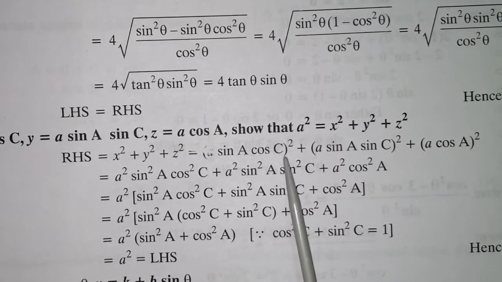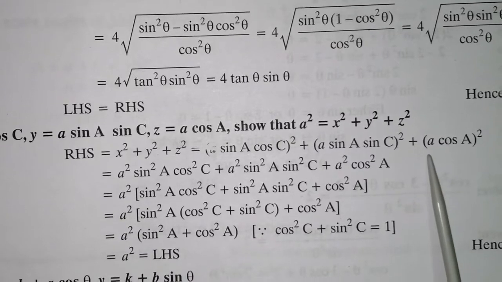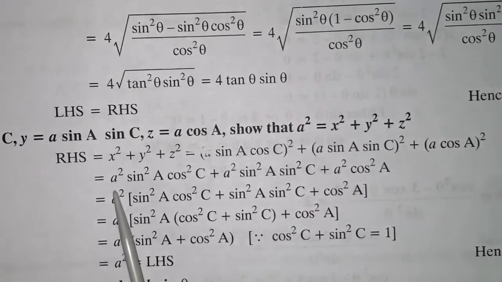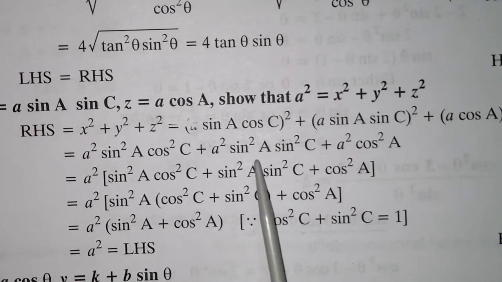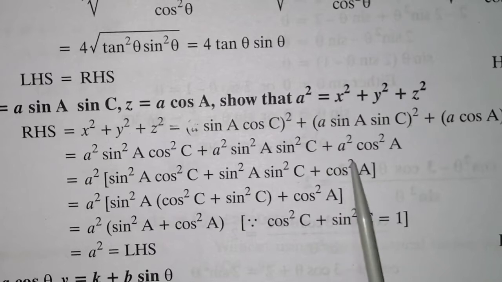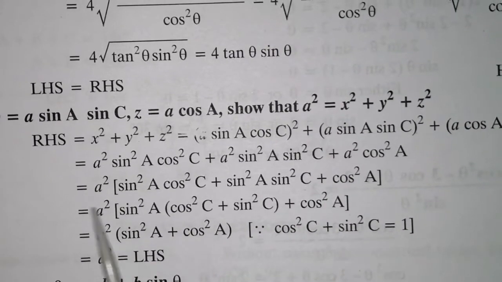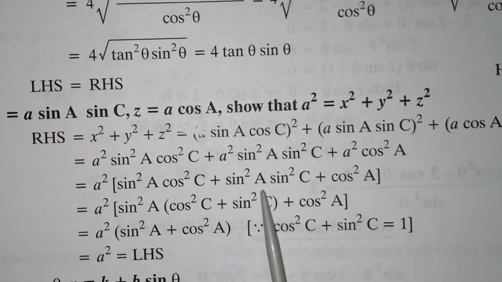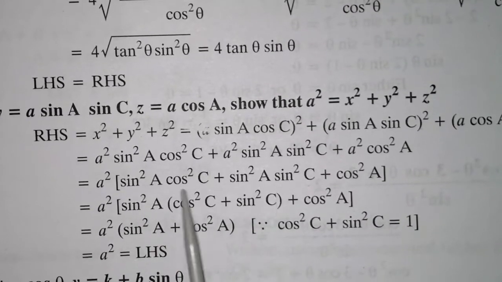(a sine a cos c) whole square plus (a sine a sine c) whole square plus square of (a cos a), right? So taking the squares, we get a square sine square a cos square c, a square sine square a sine square c, and a square cos square a. I have taken a square common from all, right? So we are getting sine square a cos square c plus sine square a sine square c plus cos square a. Now from these two, what is common?